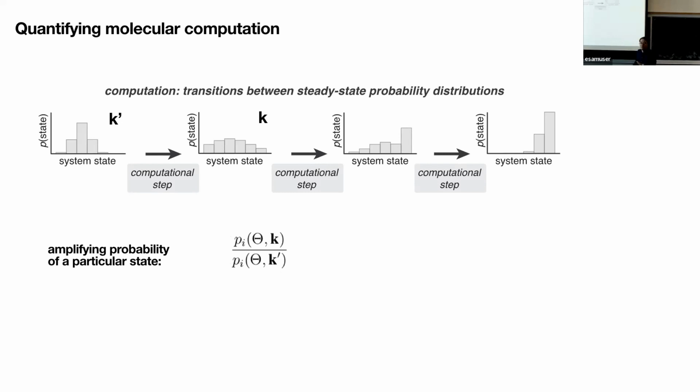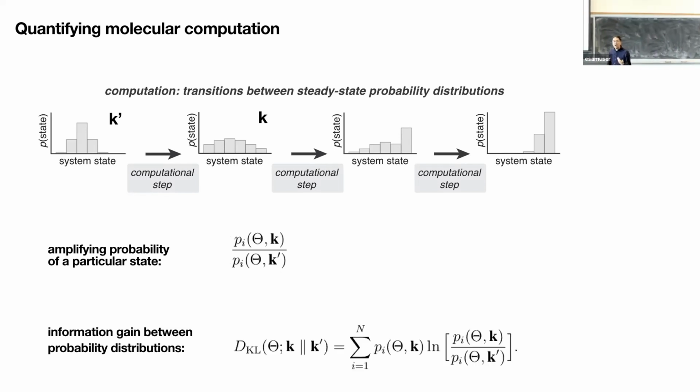One of the things you might be interested in, for example, in a signaling protein, is, let's say, I is the signaling state, the state that is important for downstream signaling. Initially, when my system had parameters K prime, what is the probability of being in that signaling state? Now I change K prime to K, which could be many different things. I can do lots of things to the system. What is my new probability of being in the signaling state? That would be amplifying the probability of a particular state. This would be relevant for the signaling application I gave.